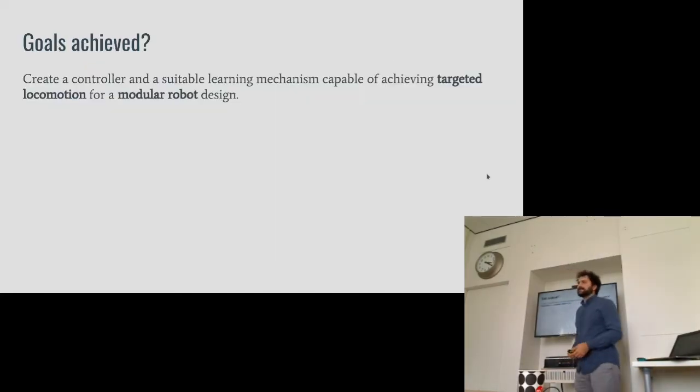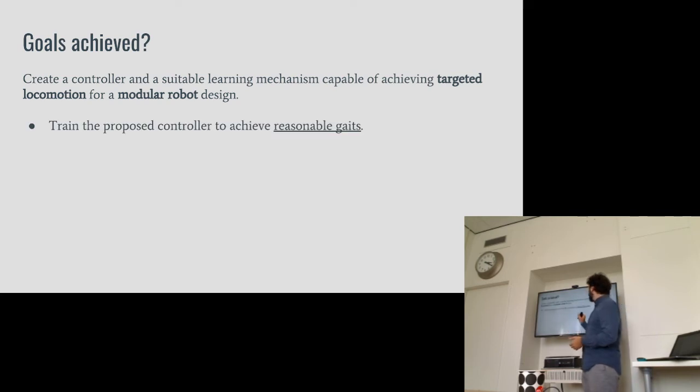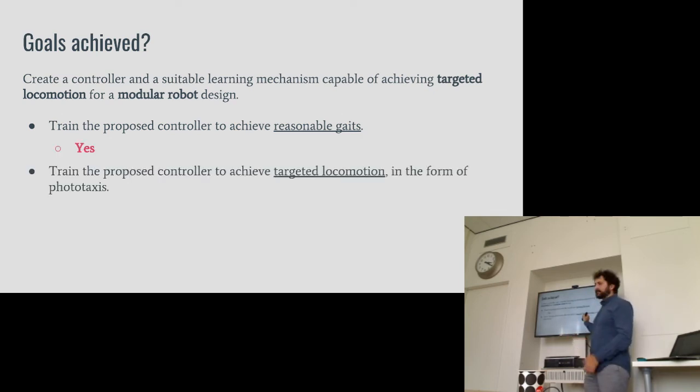So did we achieve our goal? Yes and no. If you remember, our goal was first to get reasonable gaits, to have the robot moving, and we did get around 1-2 centimeters per second, which is good enough for those little robots. Yes. But did we achieve targeted locomotion? And the answer, I'm pretty sure we can all agree, is no. It's not very great.